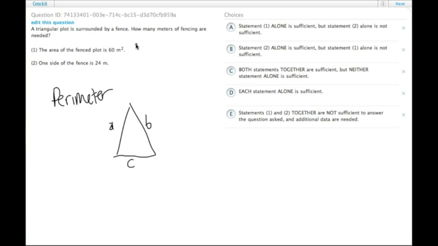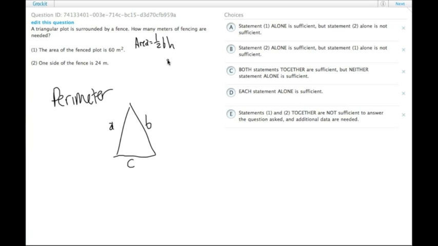Remember that the area of a triangle is equal to 1/2 the base times the height. And so we know that 1/2 of the base times the height is 60, but we don't know what shape the triangle is, nor do we know which two numbers are multiplied together and then halved to give us 60.